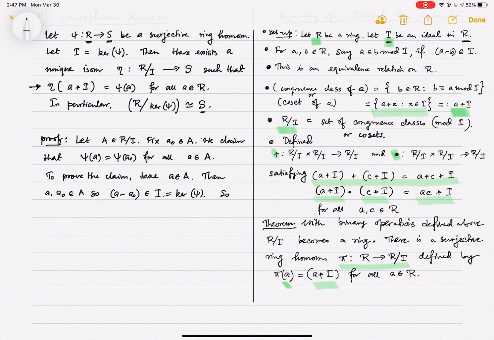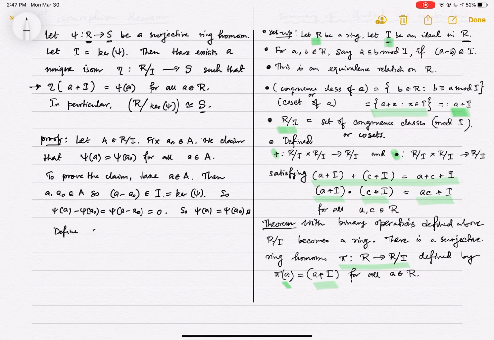So psi of a minus a naught is 0. That's what being in the kernel means. But psi is a homomorphism, so this is the same as psi of a minus psi of a naught. So psi of a is psi of a naught. That was your claim. Okay, that proves the claim. Once you have this, you can make your definition in a straightforward way.